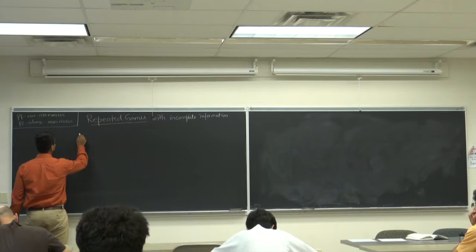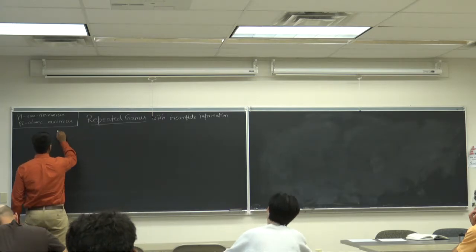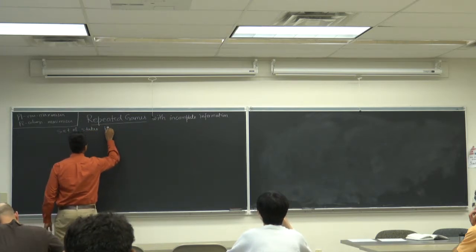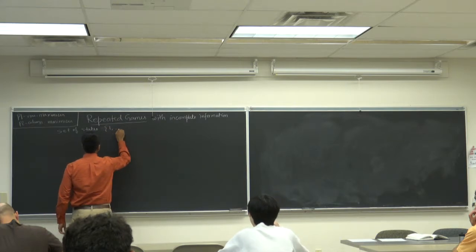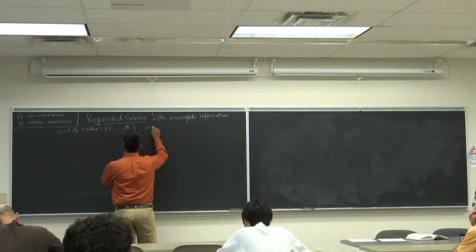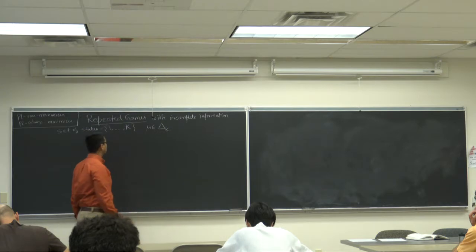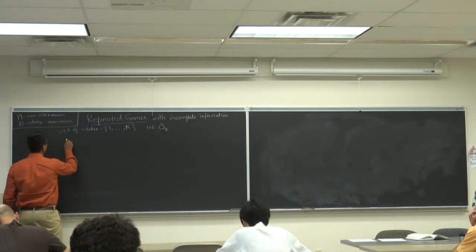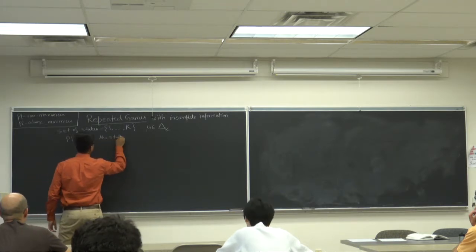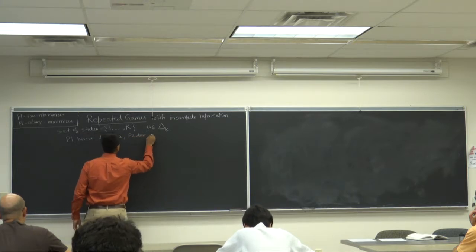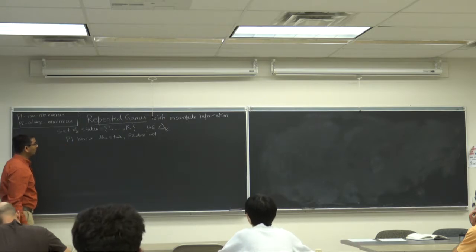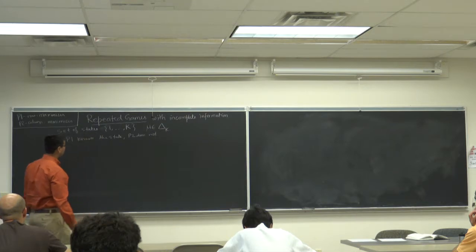So here is the first setting. We have a set of states, let's say 1 to capital K, and a probability distribution mu in delta K. So this is the probability distribution over the states. P1 knows the state, P2 does not. So you can think of the set of states as the private information of player 1, and P2 doesn't have access to the private information of player 1.